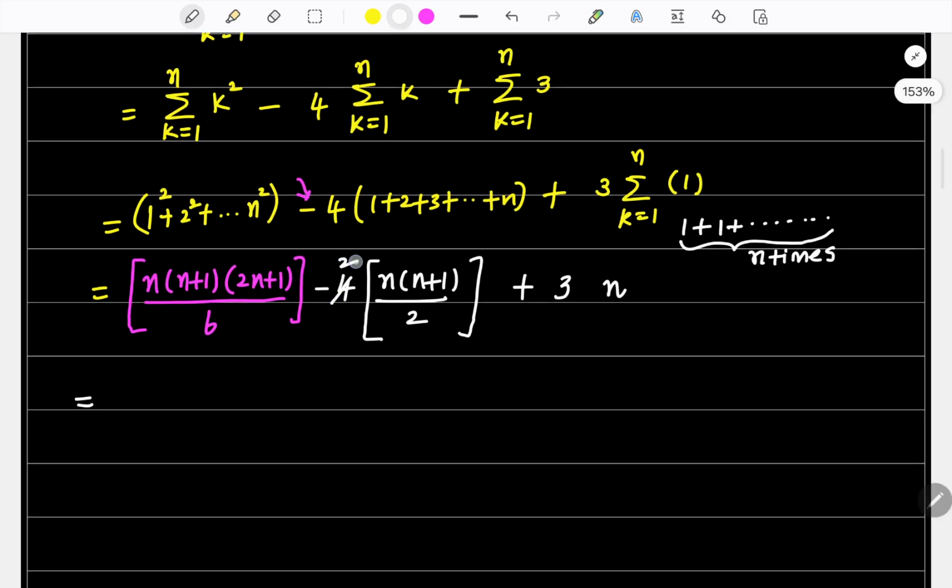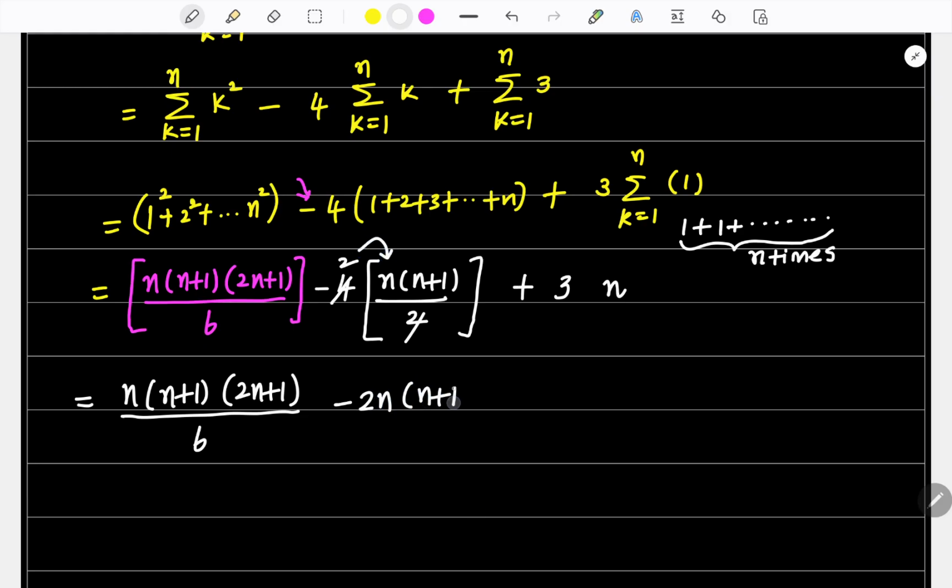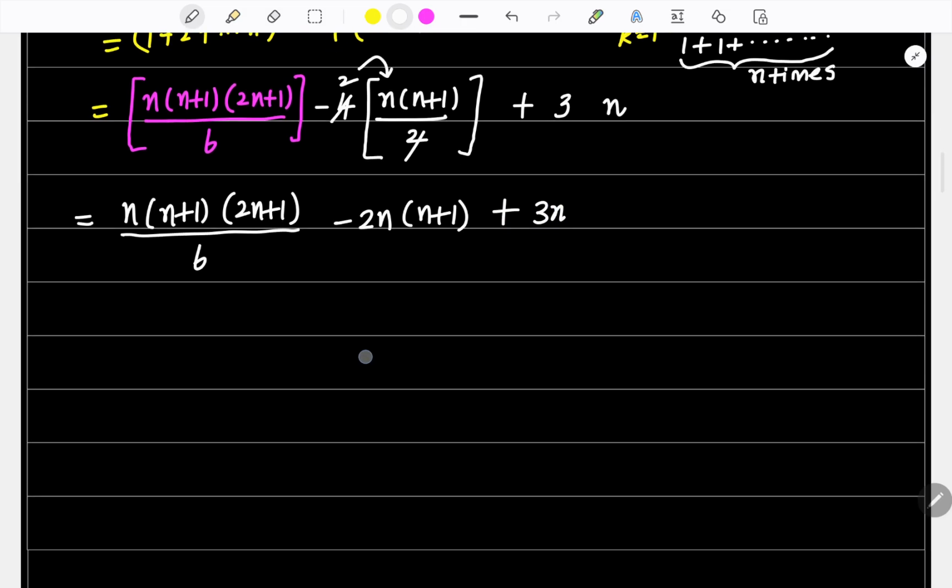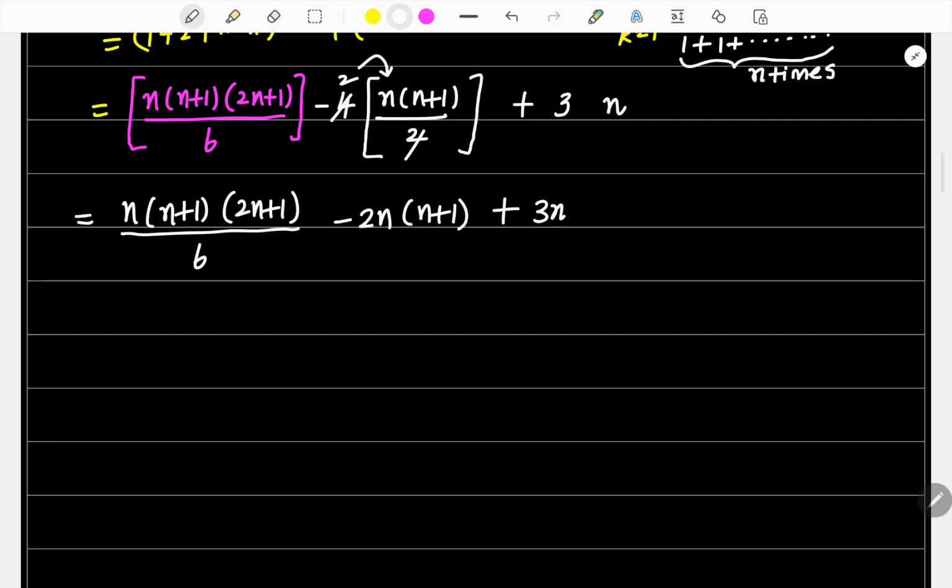Here there is a number, 2, which gets cancelled with this 2 and this 2. So this one, n times n plus 1 times 2n plus 1 divided by 6, and then minus 2. I'll take this 2 inside, 2n times n plus 1, and then plus 3n. Each one I'm going to simplify in a different way. First, let me simplify this one. I'll call it 1, and this I call 2, and this one, nothing, it's 3, for example. So let me do the first one.